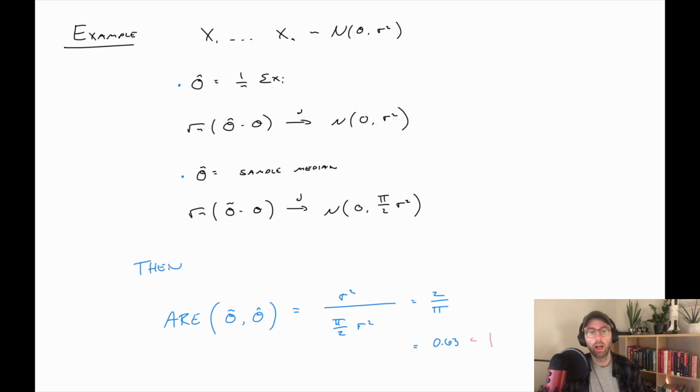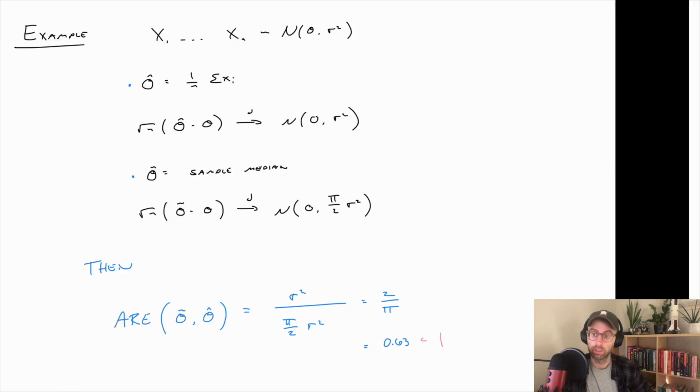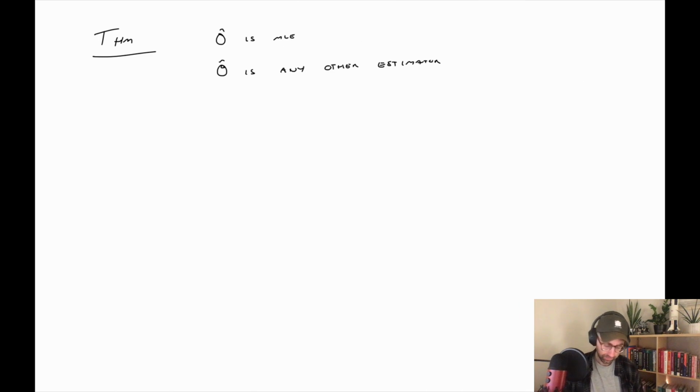Okay, cool. And it turns out that this is not true just in this individual case, but this is true in general for MLEs. That is, suppose we have theta hat, which is an MLE, and we have theta tilde that is pretty much any other estimator.